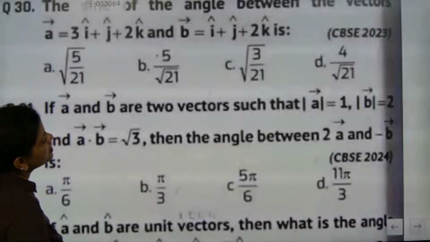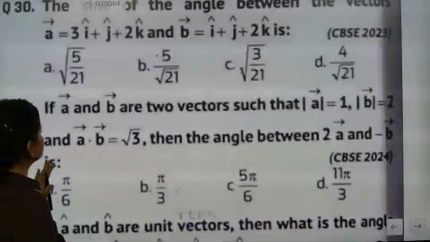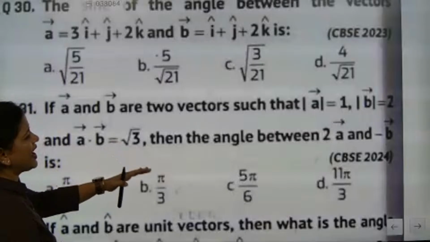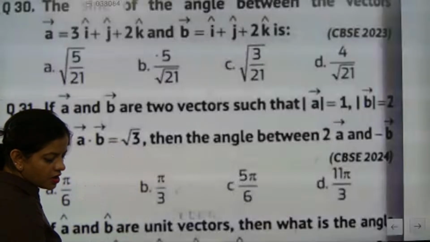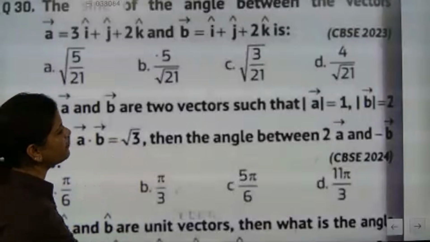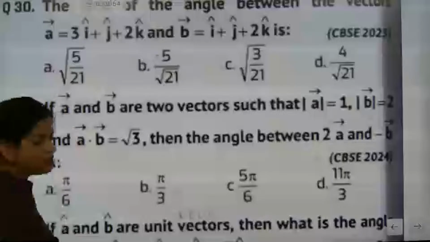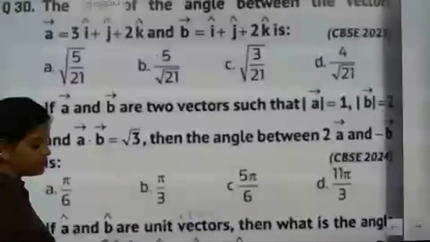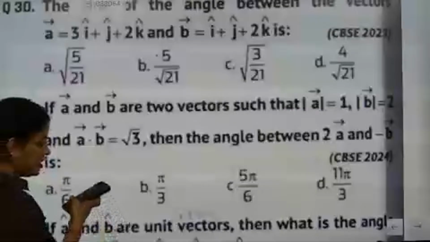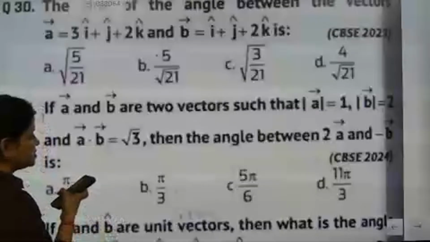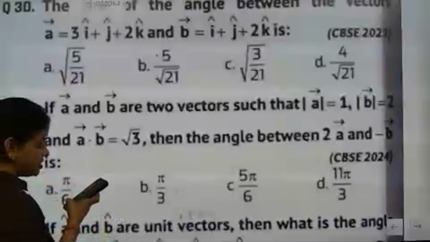Everyone try solving this question. A vector and B vector are two vectors. Their magnitudes are given, and A dot B is given. Find the angle between the two vectors, very specifically, with 2A vector minus B vector given. Please kindly type and send.